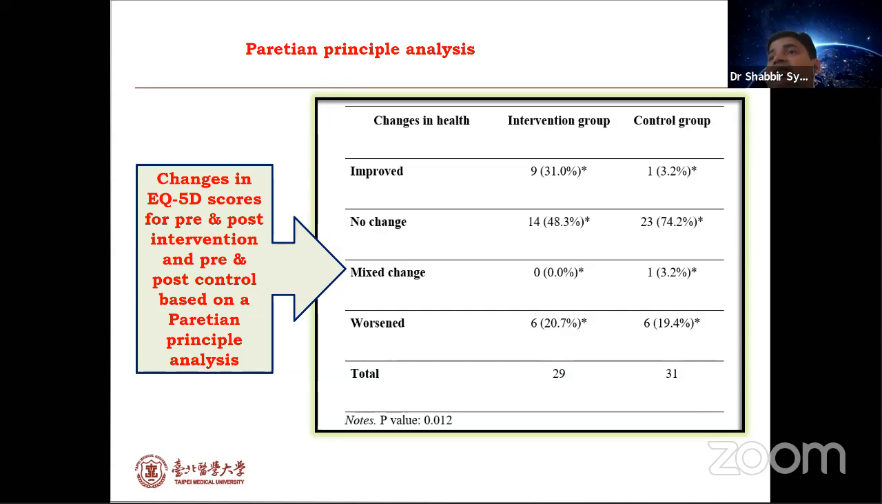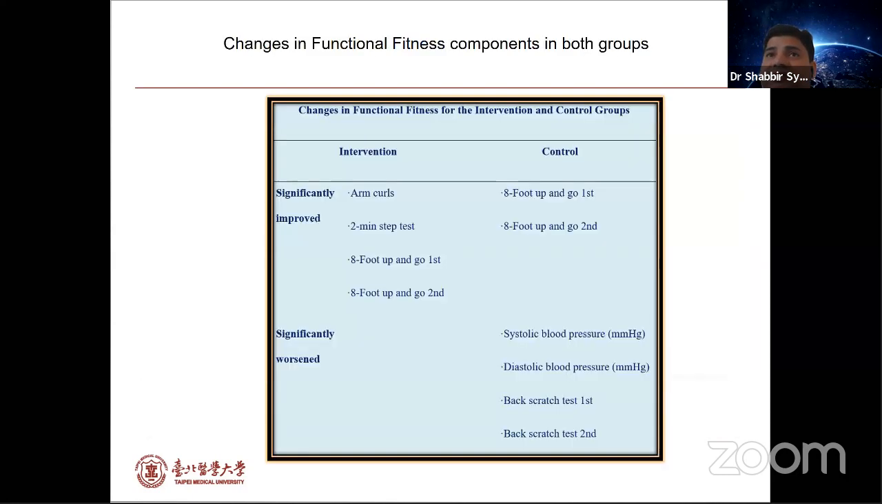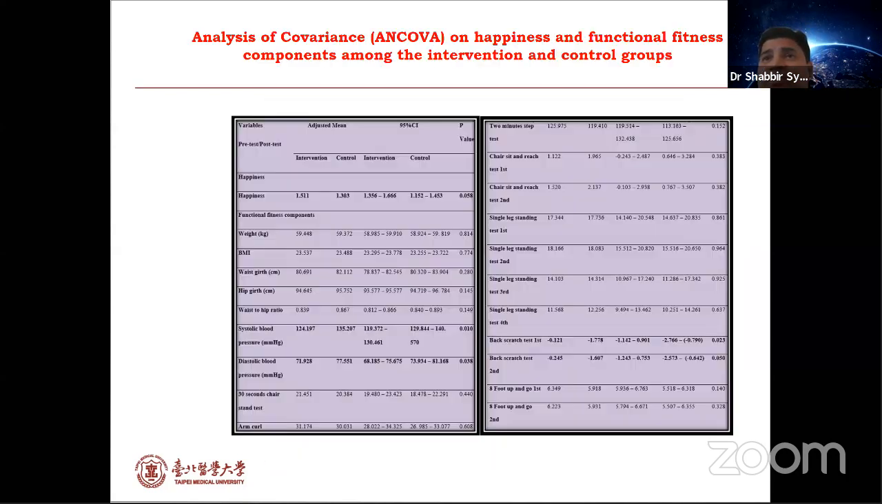And you see, all the dots represent significantly improved. And definitely happiness improved, although it is like 1.3 to 1.5 in the intervention. If you see in the control, it remains the same, 1.3 to 1.3. So these are about the changes in functional fitness for intervention and control.